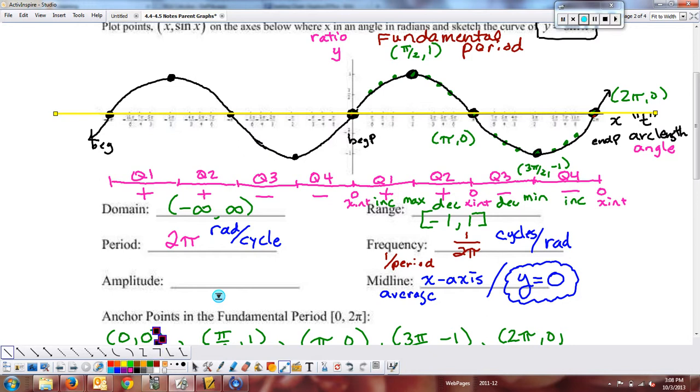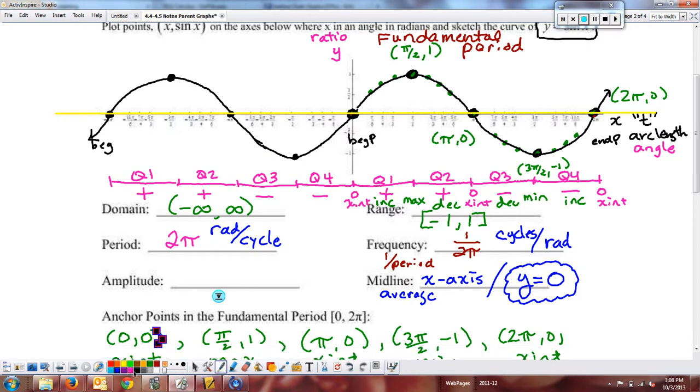Now I want to look for this idea of an amplitude. Now the amplitude is how far the function goes above the midline. Well, here's the midline, and I want to know this distance right here is going to be my amplitude A. And how far do you go? How far was it from the middle, 0, up to the max, 1, a distance of 1. So the amplitude is going to be 1.